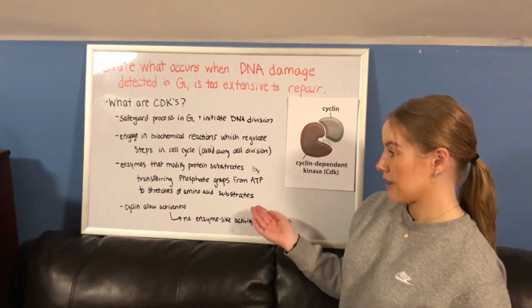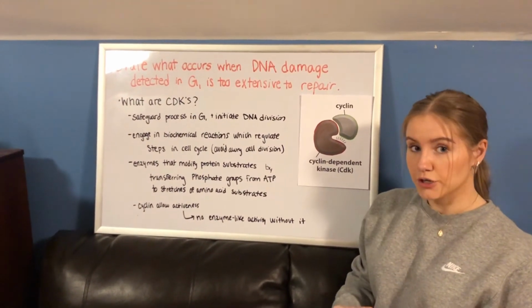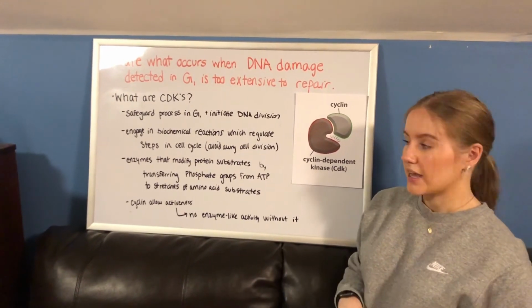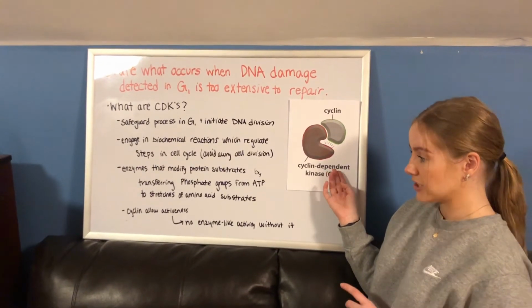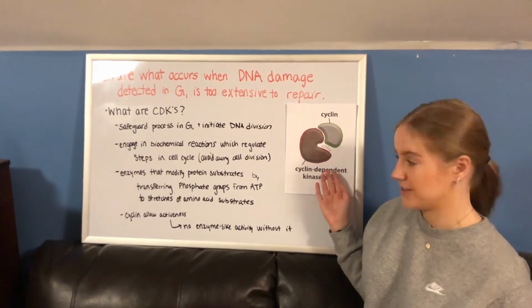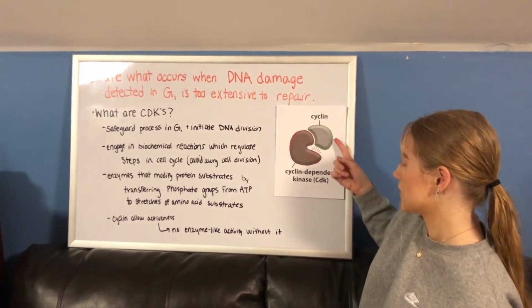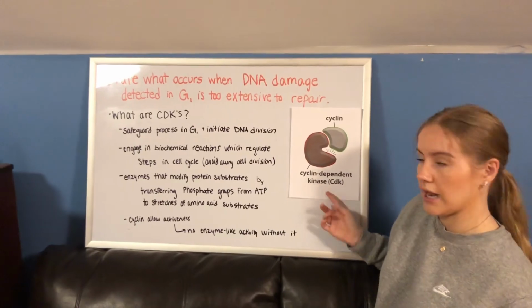Additionally, they are enzymes that modify protein substrates by transferring phosphate groups from ATP to stretches of amino acid substrates. And as we can see here, cyclin actually allows for the activeness of this enzyme. Without it, there's no enzyme-like activity at all. So as we can see, the cyclin is binding to the substrate here, making it cyclin-dependent kinase.